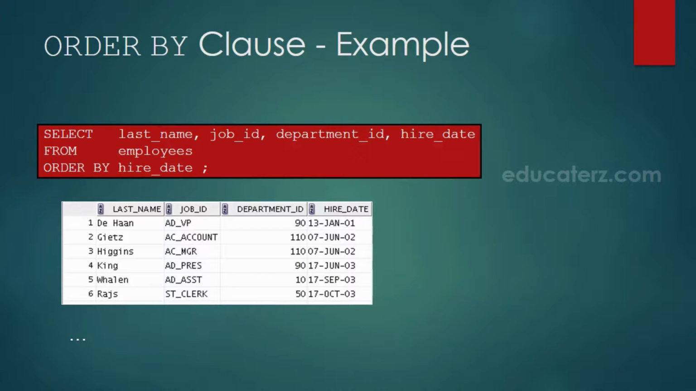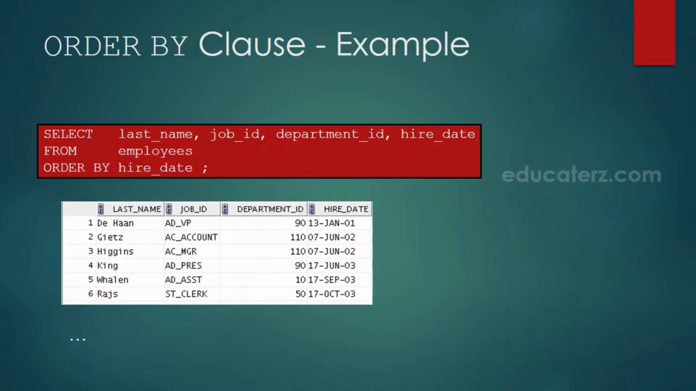ORDER BY clause example. Say, for example, I want to retrieve the details of the employees such as last name, job ID, department ID and hire date. I want to sort the result set according to the hire date in ascending order. Then I will write a query: SELECT last_name, job_id, department_id, hire_date FROM employees ORDER BY hire_date.